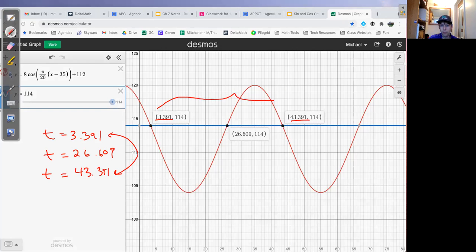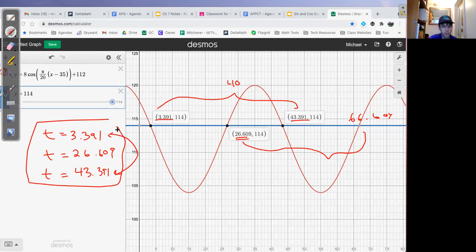You should notice a connection between these ones because they are exactly 1 period apart. They're 40 minutes apart. So this is the place where our graph starts repeating. We are on the way down and hit 114, and then when we're back on our way down hitting 114, those are exactly a period apart from each other. The next one here will be a period apart from this as well, 40 minutes away from there. So this one will be 66.609 if we actually found that one as well.